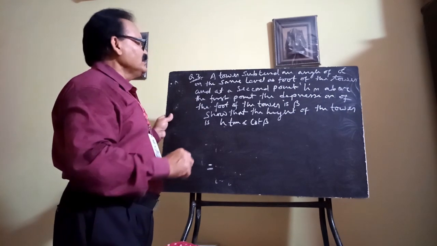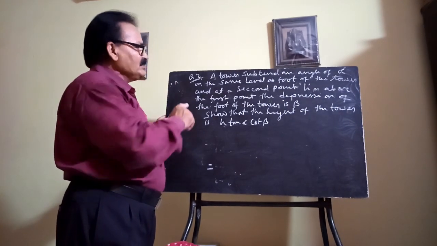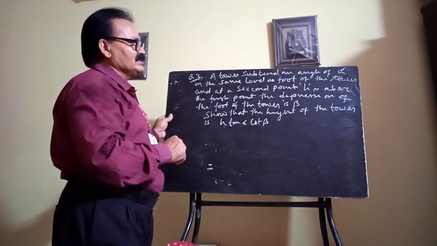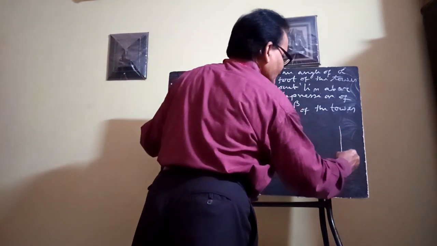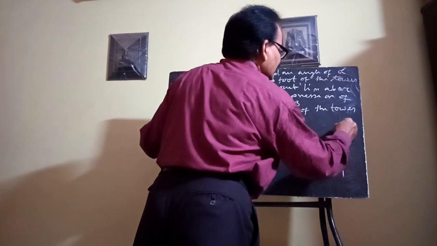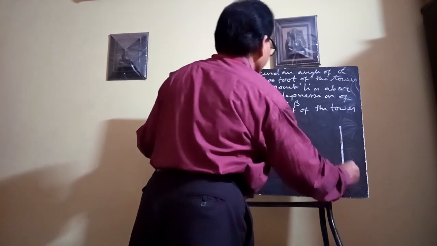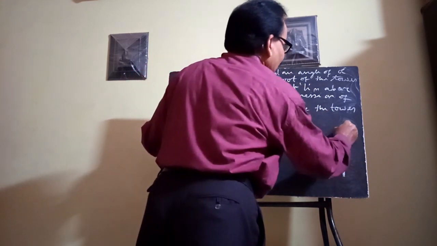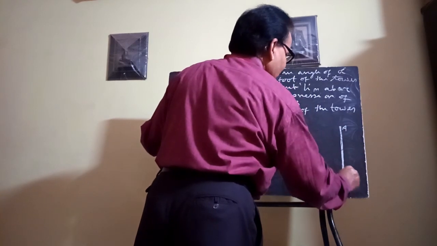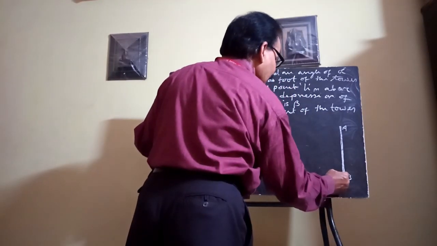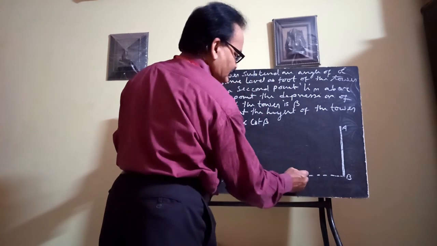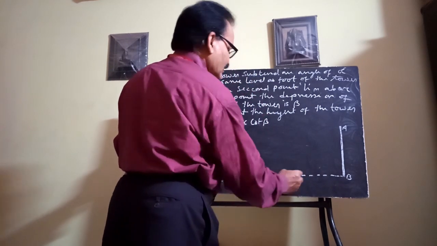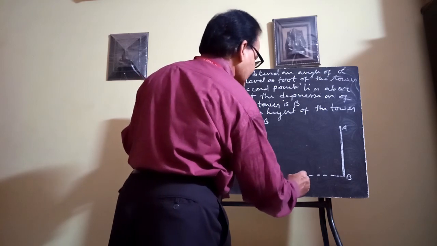Please write it down. First of all, you have to draw the diagram based on this question. Say this is your tower. You can consider this as your tower, that is AB. AB is the tower, and this is the level of the foot of the tower. Say this is a point, say C.